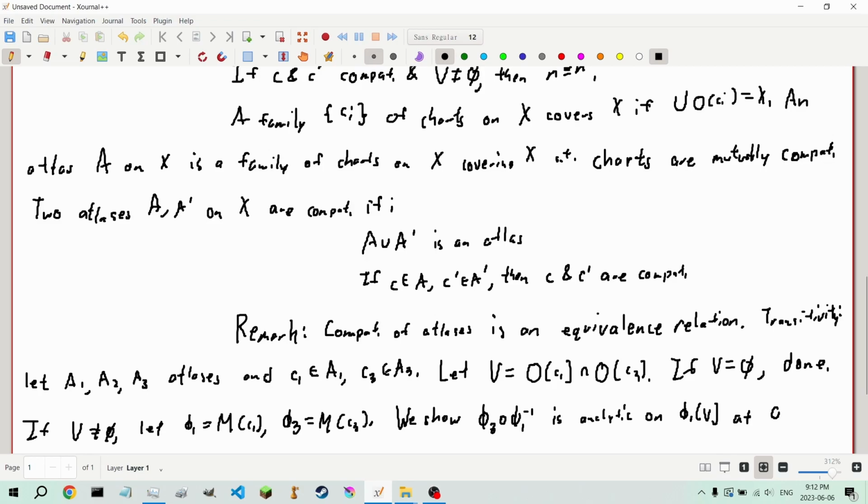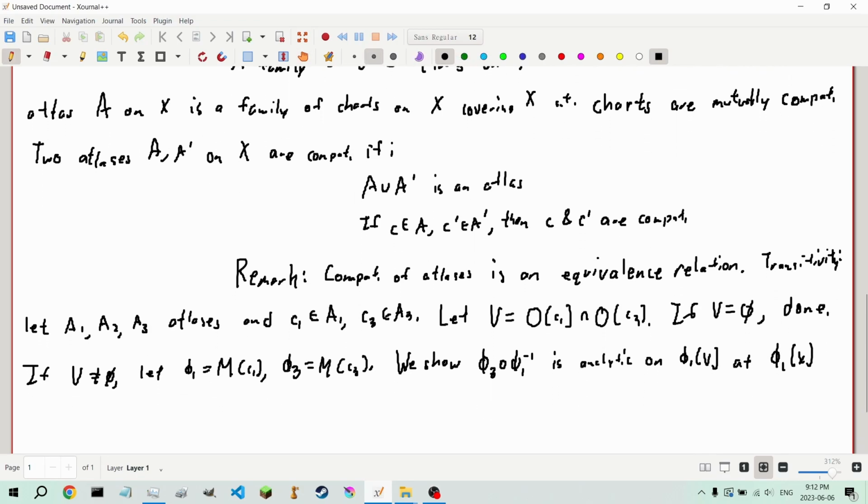Sorry, I misread it here. At phi_1 of x, for each x in V. Now we're going to choose a chart from our second atlas such that it contains the point we're looking at. Because keep in mind, atlases have to cover the manifold, so we have to have at least one chart like this.